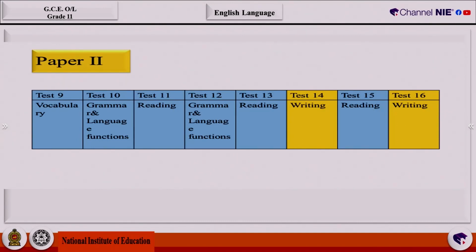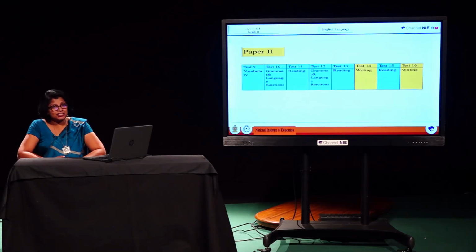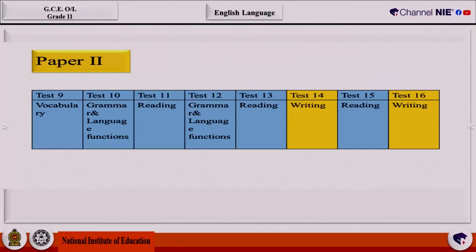So let's have a look at these questions. As in paper 1, in paper 2 also we find this particular order, but sometimes there can be slight changes in this order, but still these items will be tested. Test 14 and test 16, again I have colored them using a different color because these are the test items that will be testing your writing ability.